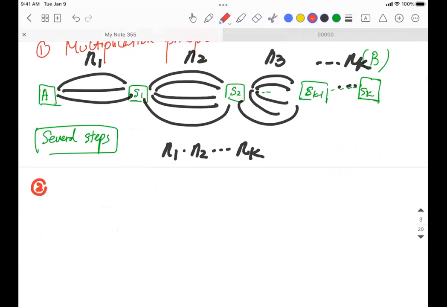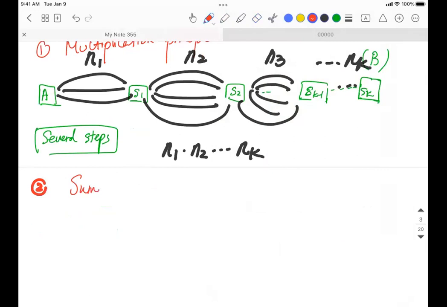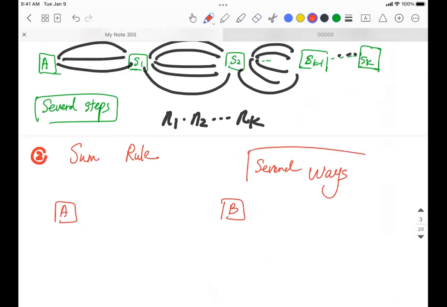Second part, which is quite similar, that is our sum rule. Sum rule also says something similar. It means that in order to do something from A to B, you have different ways to finish the work. And each way can independently finish the work. They don't need another one's help.